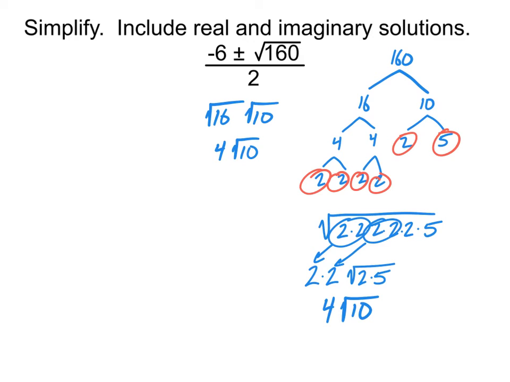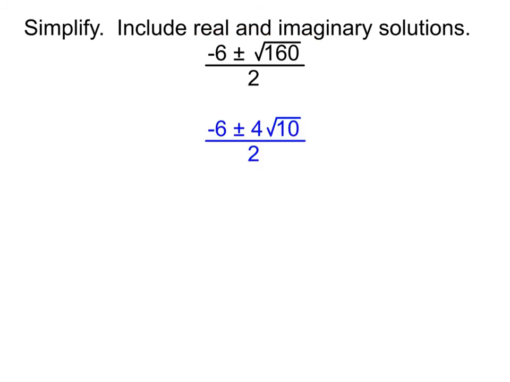I'm then going to integrate that into the original expression that I had up here. And so it's now negative 6 plus or minus 4 root 10 over 2. And I can now simplify this further. I now need to look and see what I can divide out of every single term on both the top and the bottom. Now notice what I mean by the terms. Terms are separated by addition and subtraction. So negative 6 is a term, 4 root 10 is a term, and 2 is a term there. So all of those are what we're looking at.